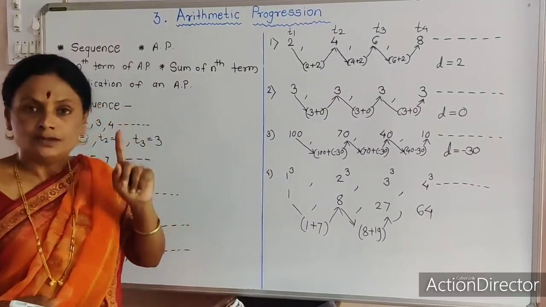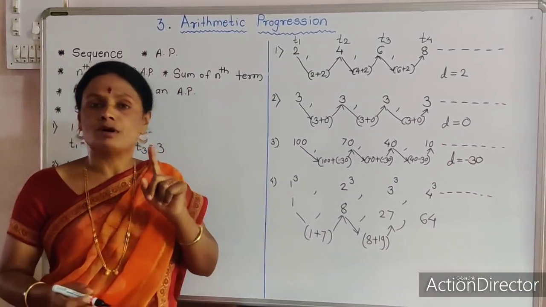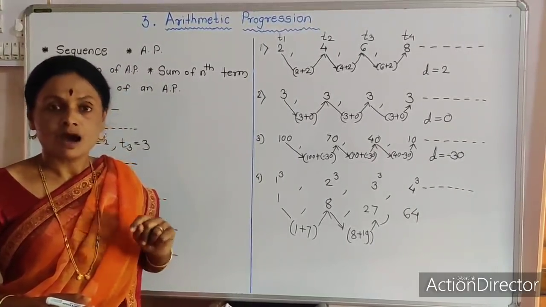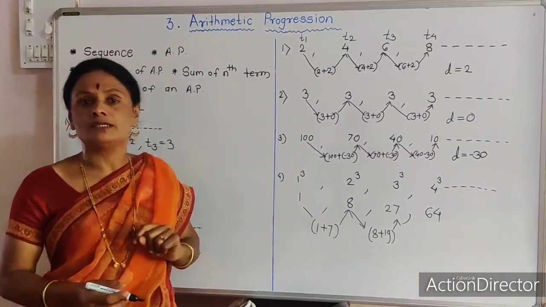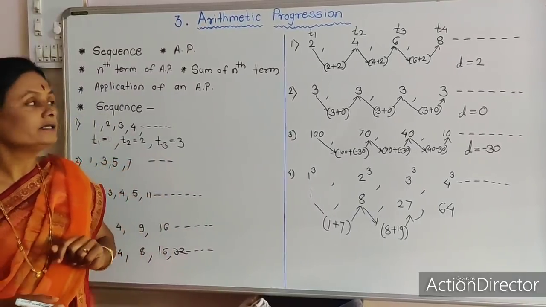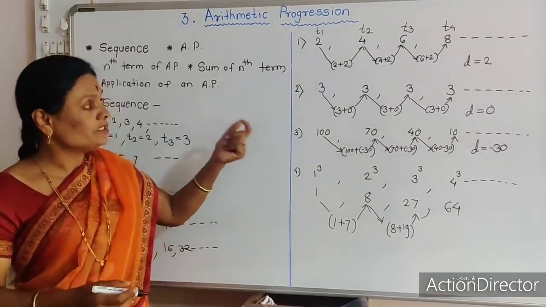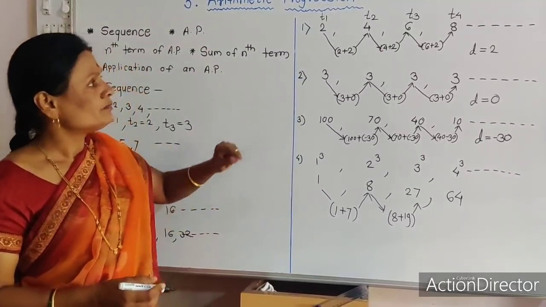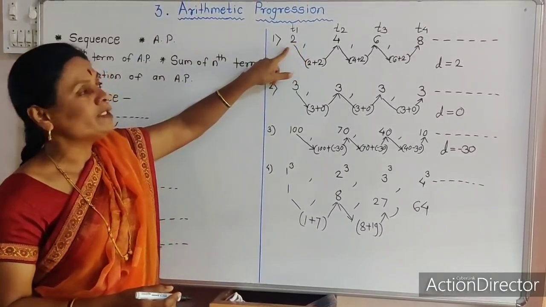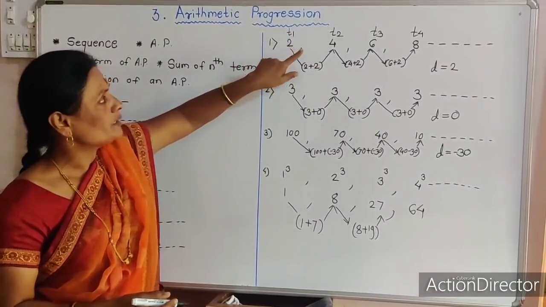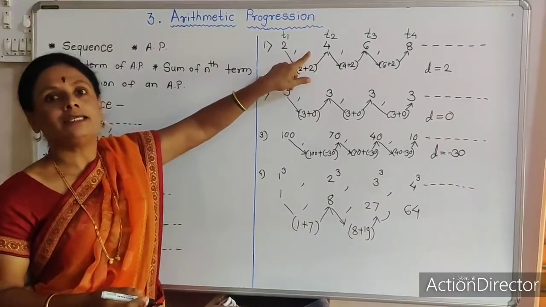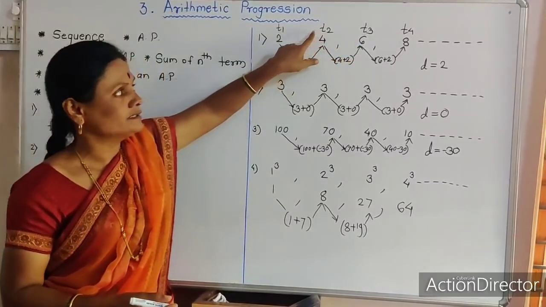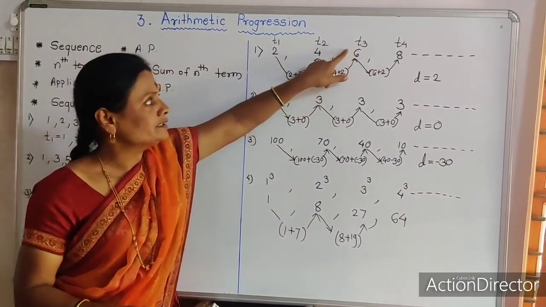The sequence in which common difference D is constant, then the sequence is an arithmetic progression. How can we identify the arithmetic progression? We have a question for 1 mark, to identify whether the given sequence is an arithmetic progression. How can we identify that? We find the common difference. How do we find the common difference? Common difference D is equal to T2 minus T1, T3 minus T2, T4 minus T3.